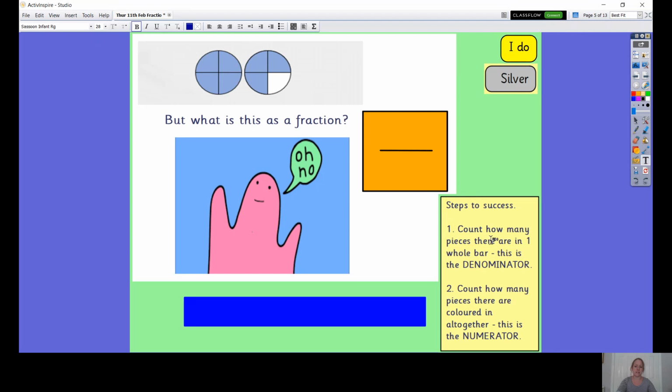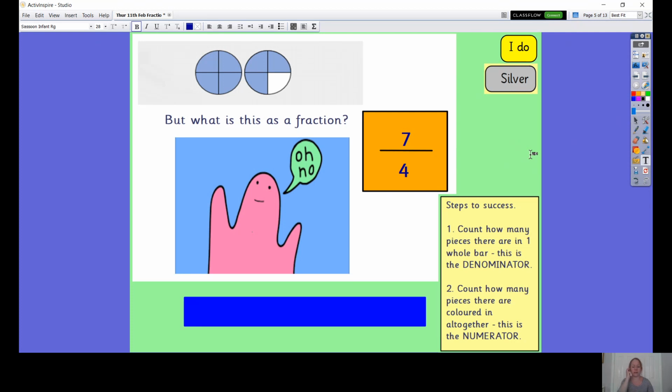Okay, so on our steps to success here, how many pieces are there in one whole bar? So in one whole piece, there are 4, okay, and there's 4 in that one too. So each one is broken into 4. Okay, so 4 goes on the bottom. If you put 8, don't worry, I do understand why you did that. It's a really common thing to do. That's why I did a little, oh no! And then how many of them are coloured in? Well, it's 4 there and another 3, so there's 7 coloured in altogether. So 7 is my numerator, and that is going on the top.